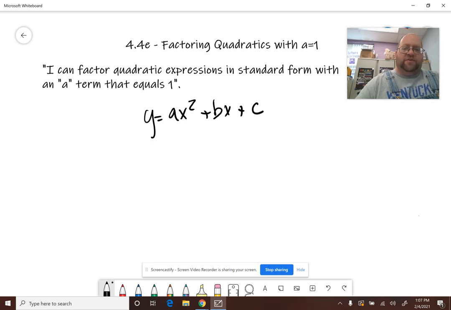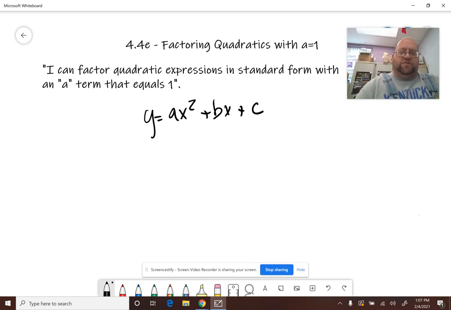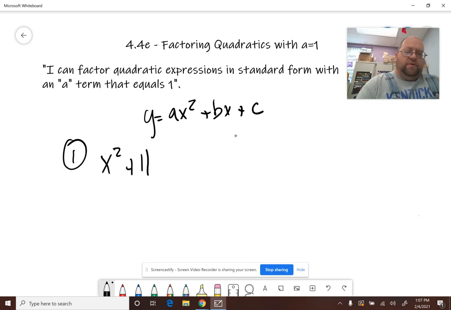So probably the best way to do this is just jump in. We've got about 4 examples we're going to take a look at today. So hopefully this will be helpful to you. So let's look at number 1. We've got x squared plus 11x plus 24, okay?